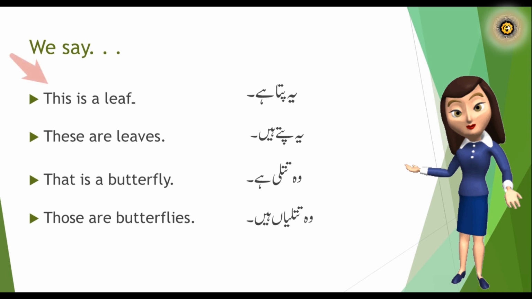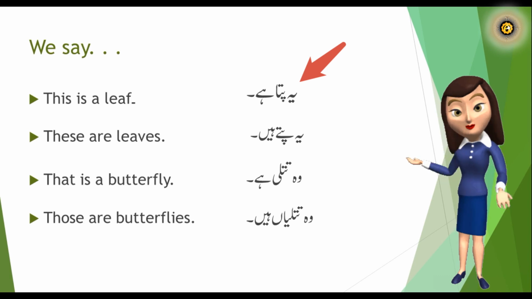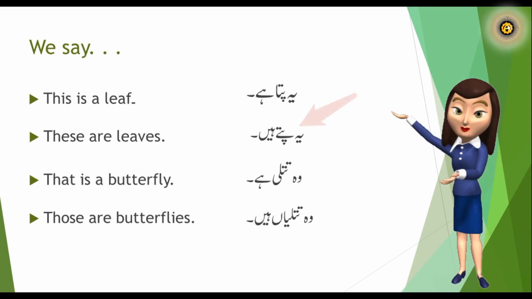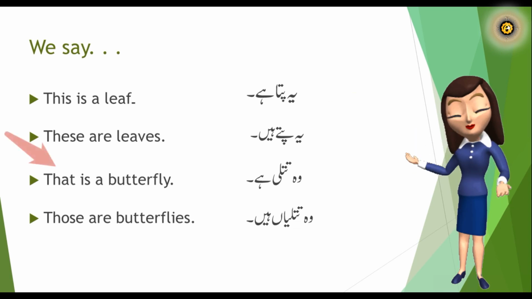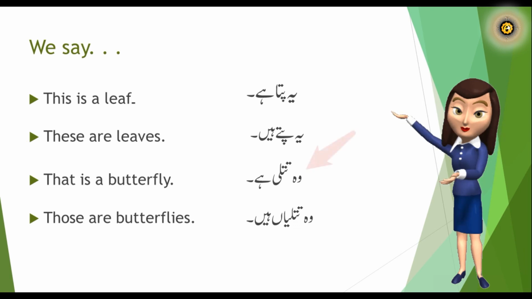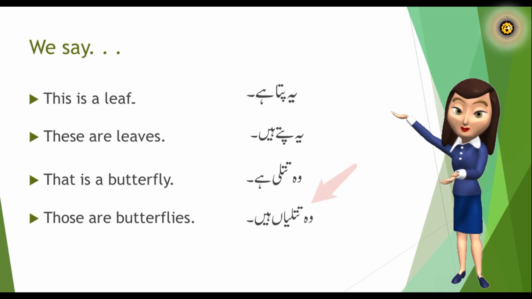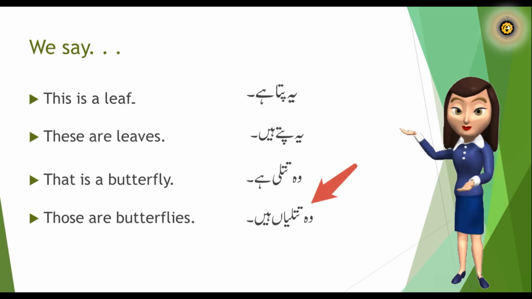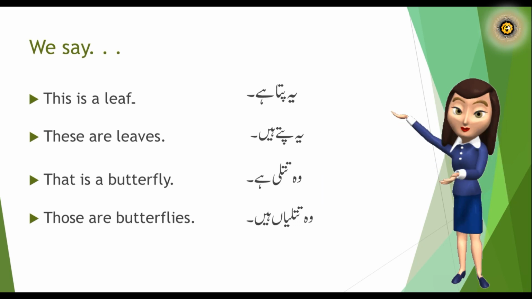Now let's repeat these sentences one more time. This is a leaf. ये पत्ता है. These are leaves. ये पत्ते हैं. That is a butterfly. वो तितली है. Or those are butterflies. वो तितलियां हैं. Repeat many times for practice.